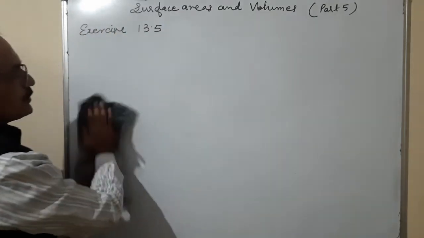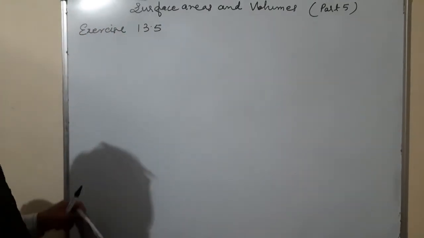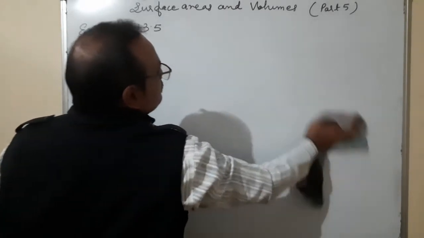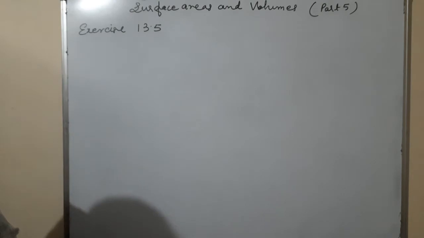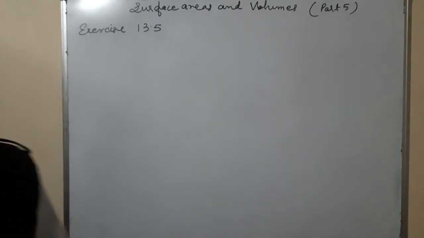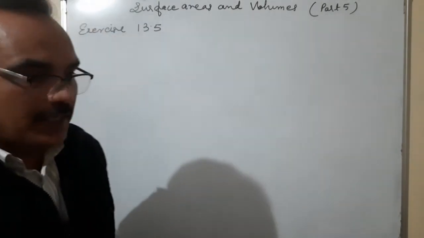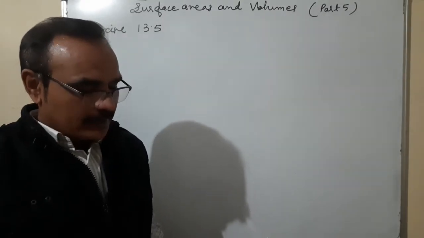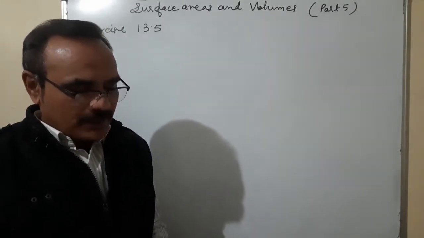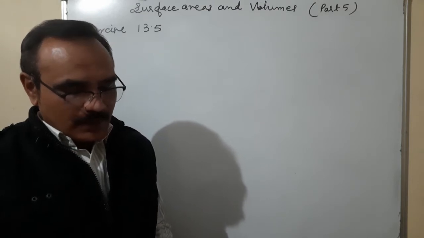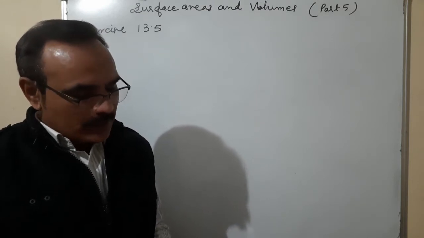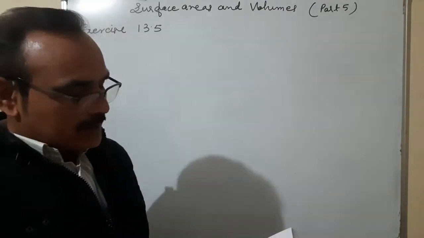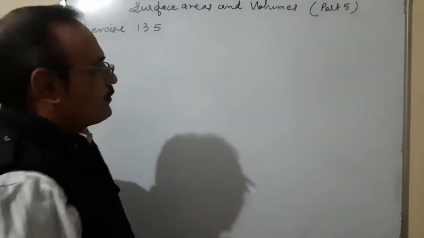Let us see question number 2, the second question of this exercise 13.5. A cuboidal water tank is 6 meter long, 5 meter wide and 4.5 meter deep. How many liters of water can it hold? Okay. A cuboidal water tank 6 meter long, 5 meter wide and 4.5 meter deep.